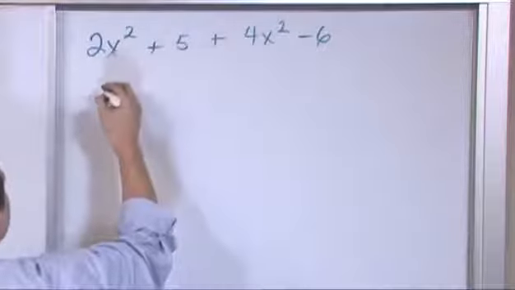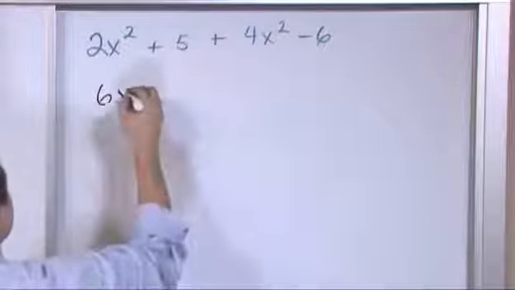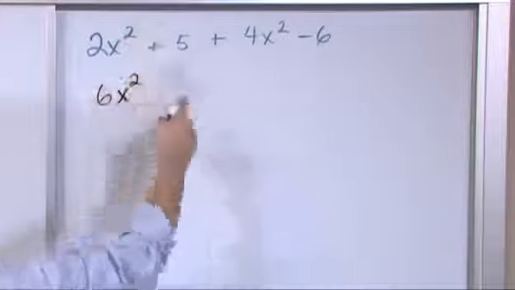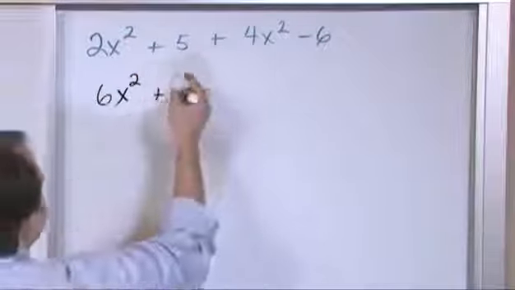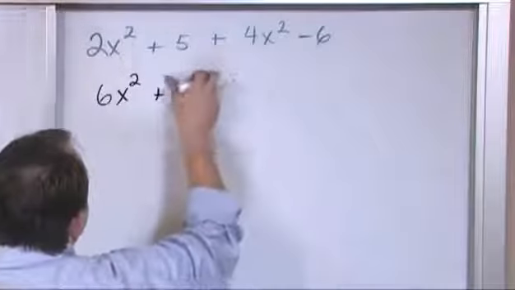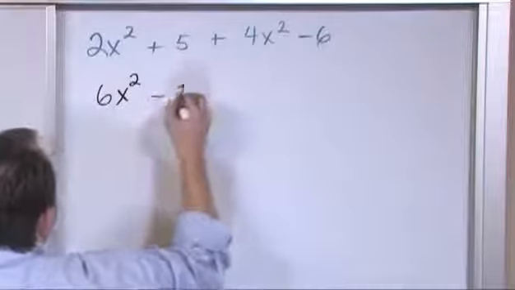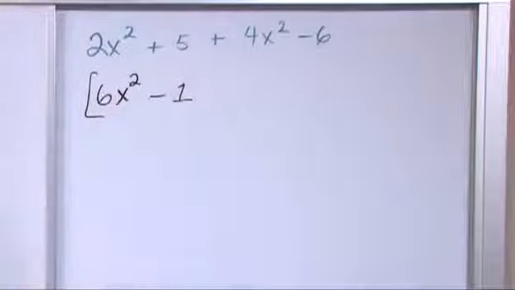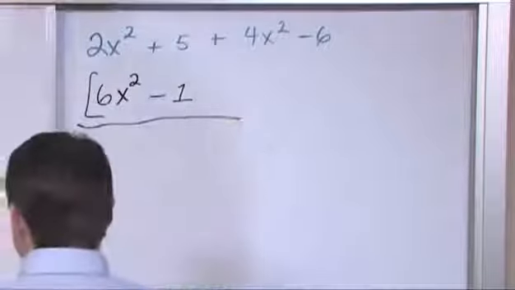So 2 plus 4 is 6. 6 what? 6x squared. We have to drag along whatever we're adding together. Plus 5 minus 6 is going to give us minus 1. So we have 6x squared minus 1. So when you're adding these like terms together, you have to make sure that they exactly match. Otherwise, you have no business adding them together and it's not going to work.